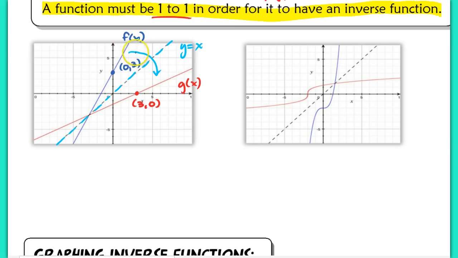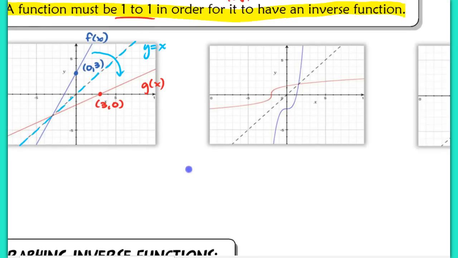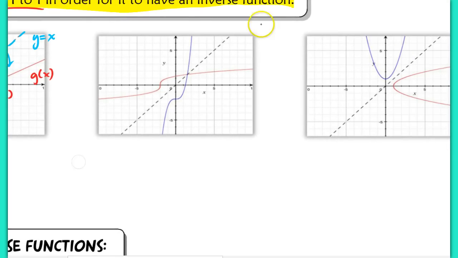So every coordinate here becomes reflected, like this is sort of like a mirror, and you're seeing a mirror reflection between f of x and g of x about the line y equals x. So if we look at another picture here, in blue, let's look at the function f of x. So f of x here passes the horizontal line test again, because everywhere I draw a horizontal line, it only intersects that graph one time.